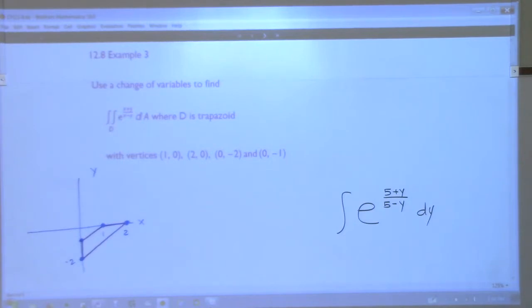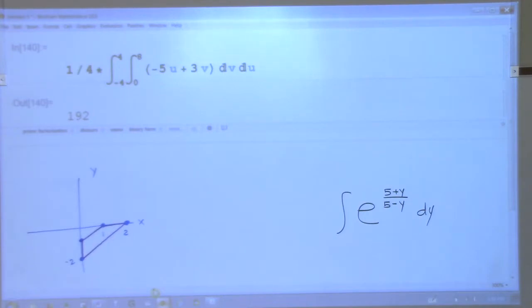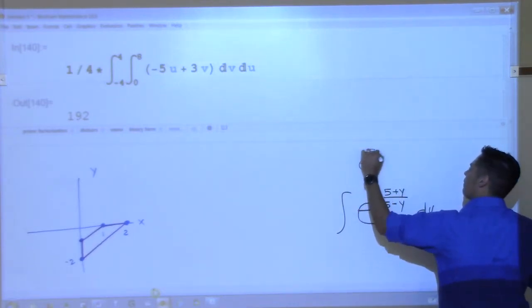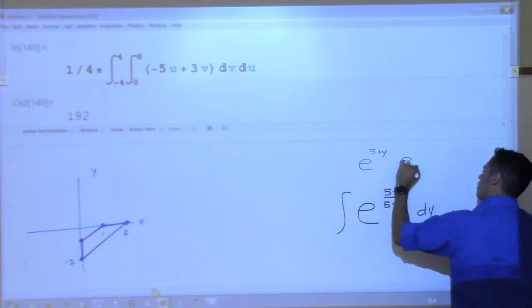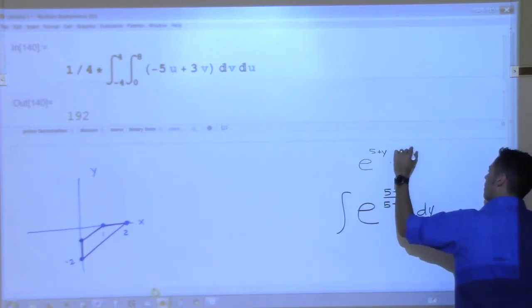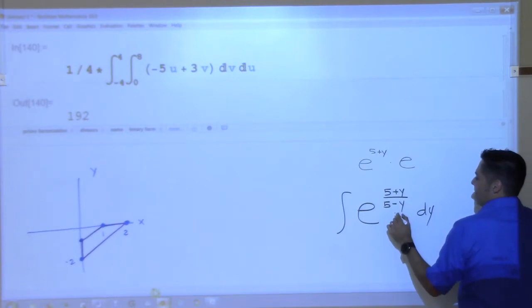What if you split it into e to the 5 over 5 minus y times e to the y over 5 minus y? Well, I'm not sure. Is this what you mean? Like 5 over 5 minus y, and then times e to the y over 5 minus y.